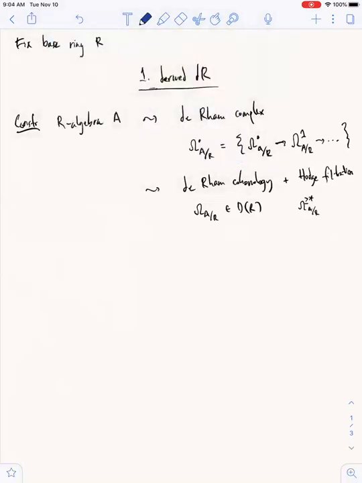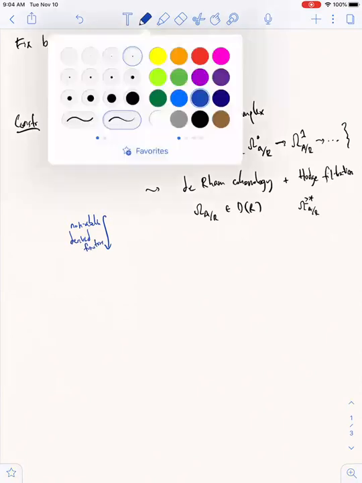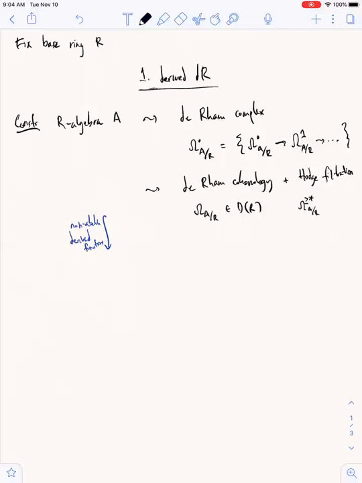And then there's a derived version of this construction, which is what I really want to talk about today. So what you can do is you can take non-abelian derived functors and that gets you some new invariant. Now maybe properly it takes in a simplicial commutative R-algebra. But you can imagine it's just a normal R-algebra if you want.